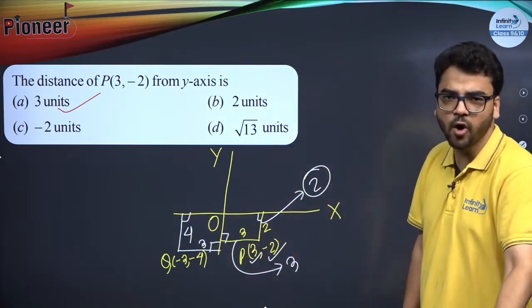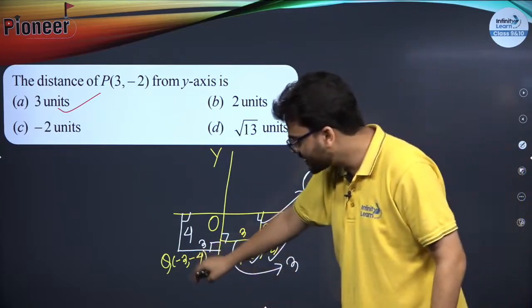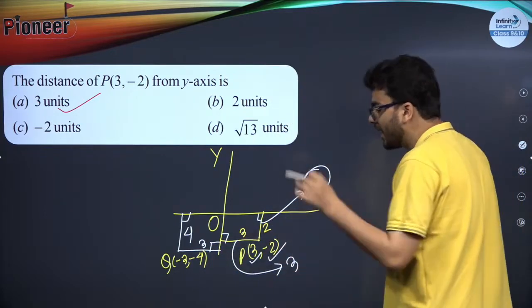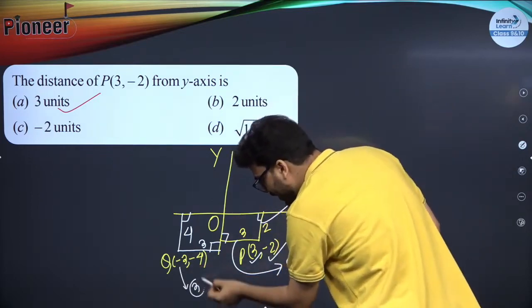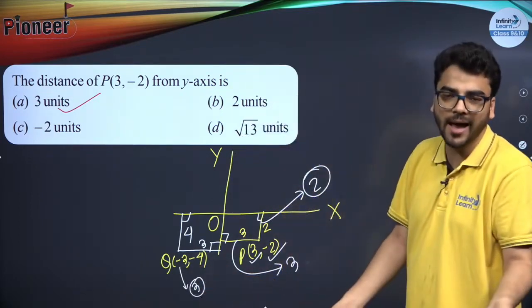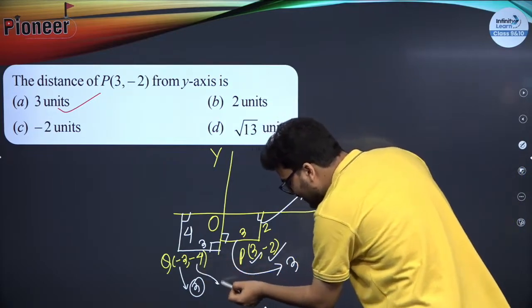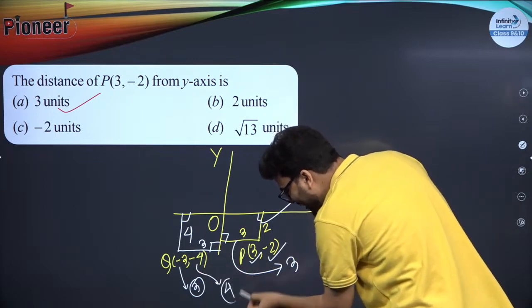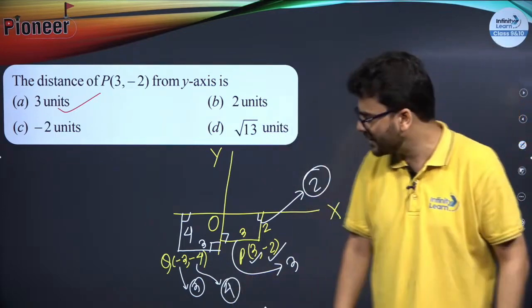Again, if you have got a point whose coordinates are given, the perpendicular distance of that point from y-axis is the positive value of the x coordinate or abscissa, and the perpendicular distance of that point from x-axis is the positive value of the ordinate or the y coordinate. I hope this is clear to every student in this session.